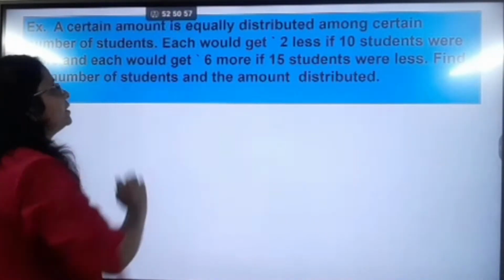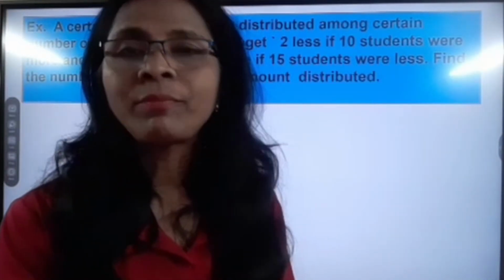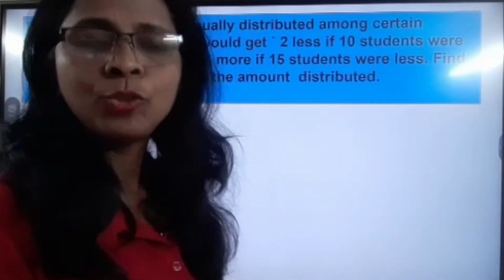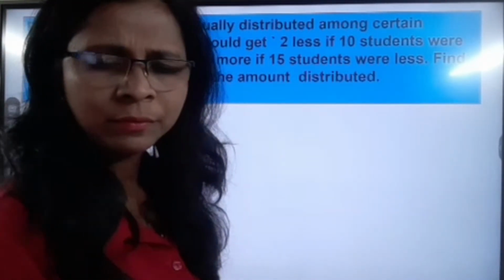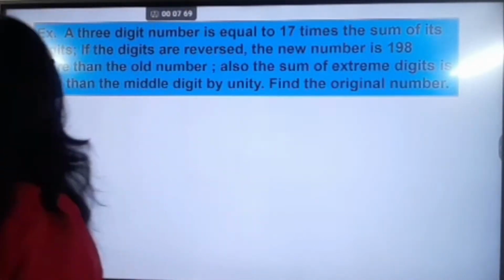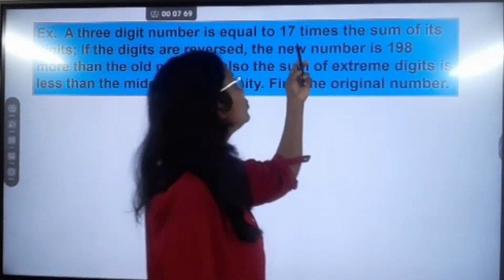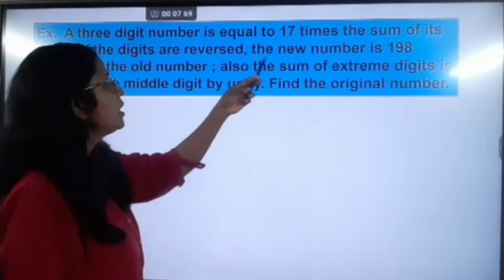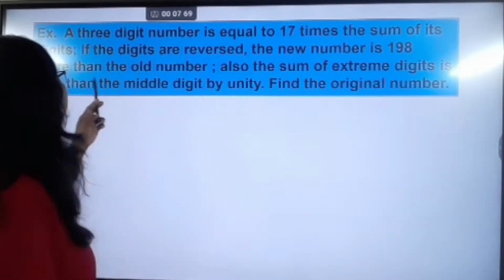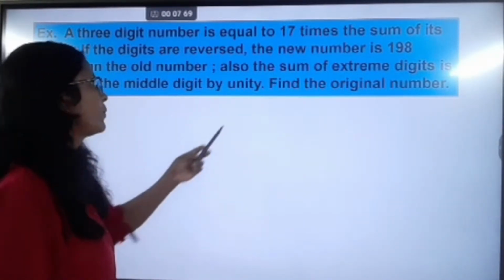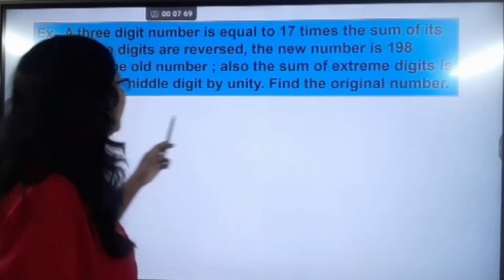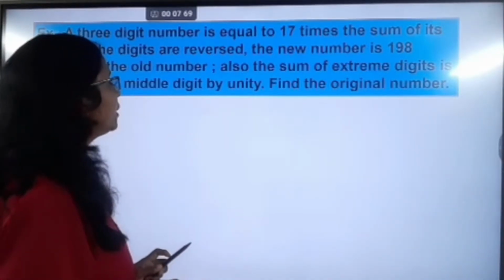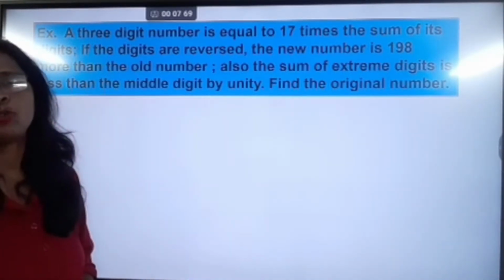The second example, students, see here: a three-digit number is equal to 17 times the sum of its digits. If the digits are reversed, the new number is 198 more than the old number. Also, the sum of the extreme digits is less than the middle digit by unity. Find the original number.